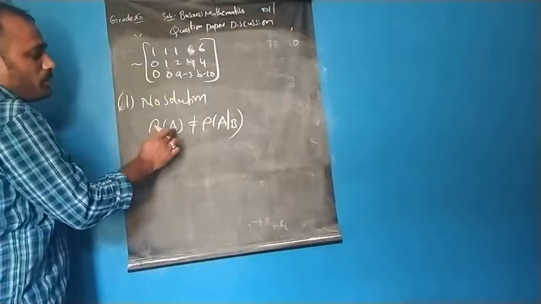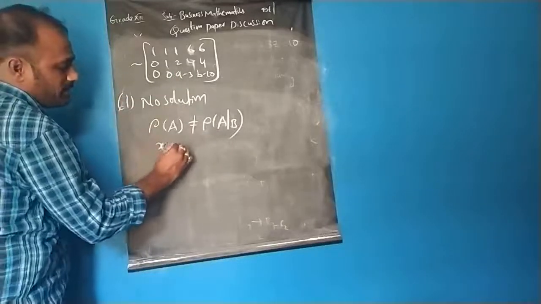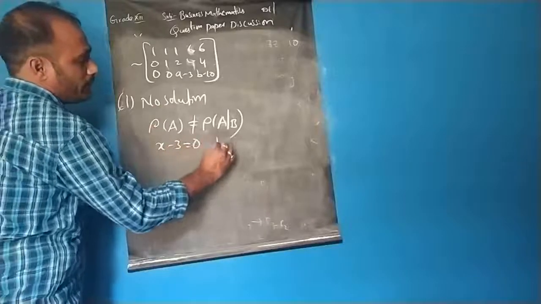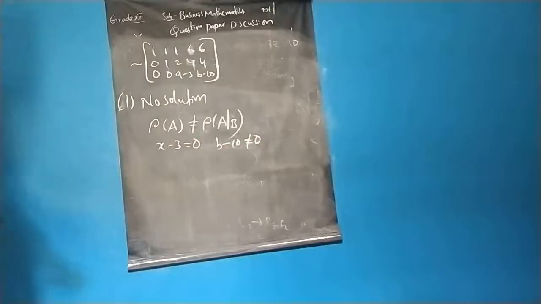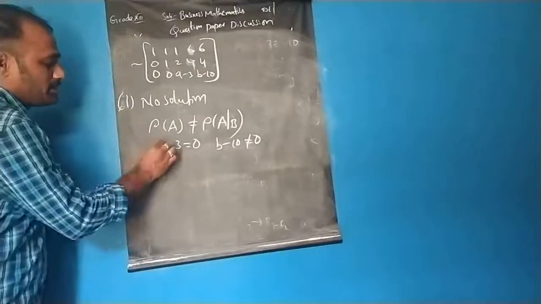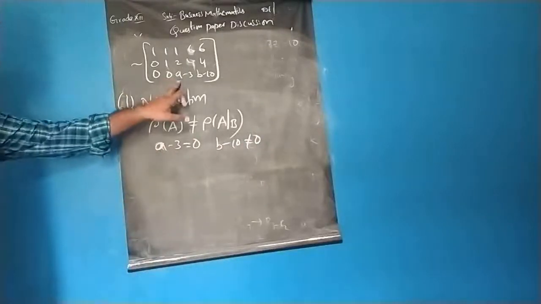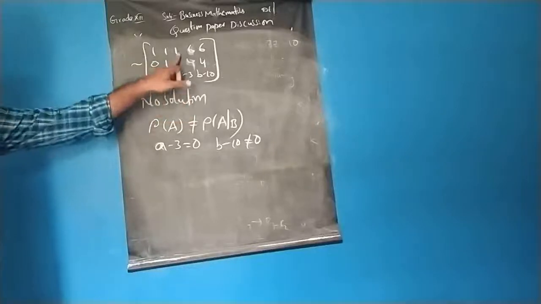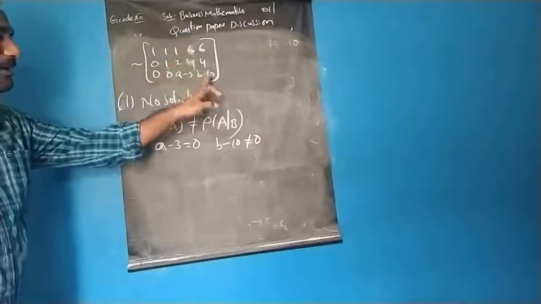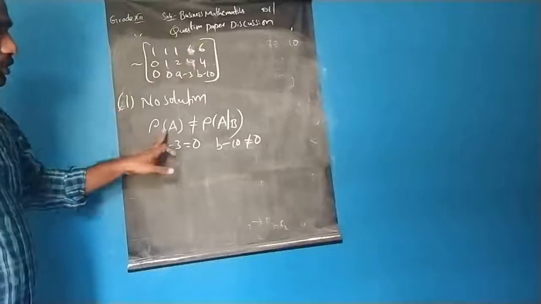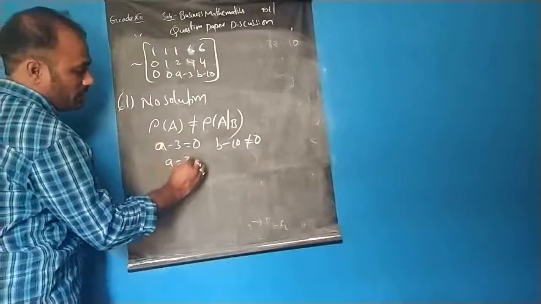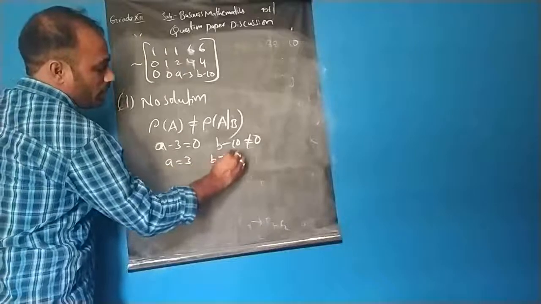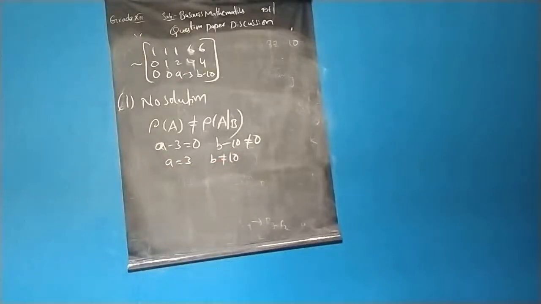So this is possible only when A minus 3 is equal to 0 and B minus 10 is not equal to 0. Why? Because if I substitute 0 for A minus 3, the rank of the matrix A will be 2 and the rank of the augmented matrix will be 3. So 2 and 3 are not equal, right? For that reason, A value will be 3 and B value will not be equal to 10. So this is about the no solution case.